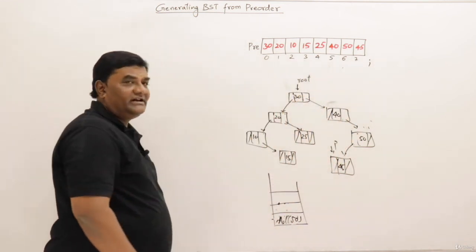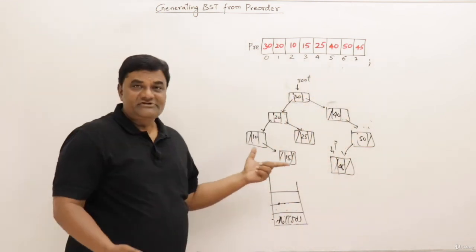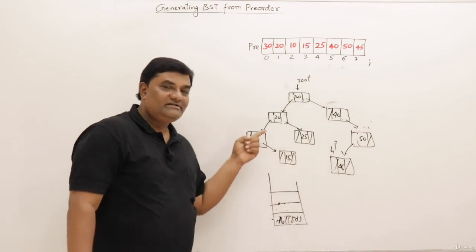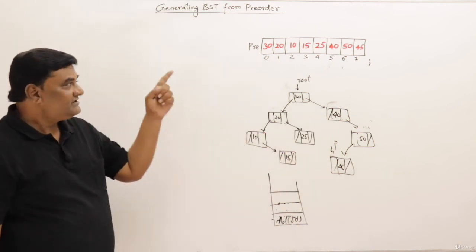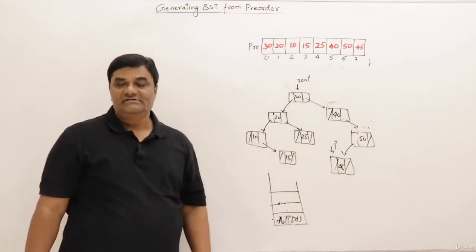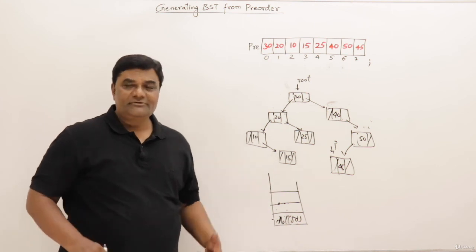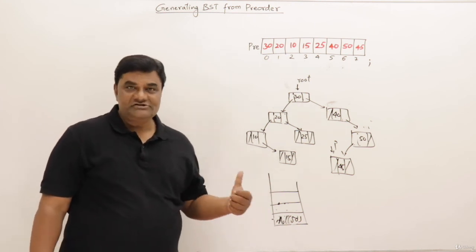I has reached the end of the pre-order. So the procedure ends and we got the result. We have reached the end of the array and we got the result. So that's all. This is the procedure. I will write a function and show you.